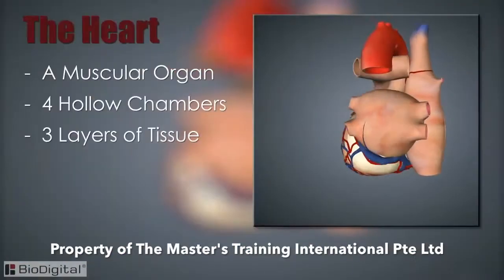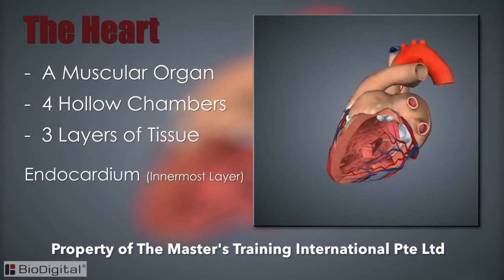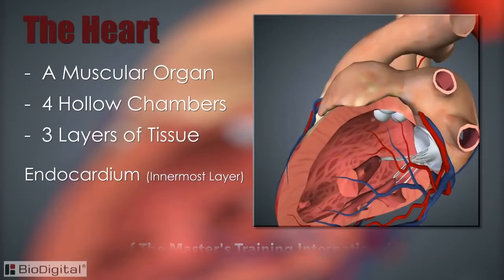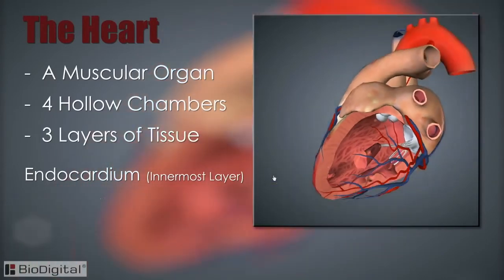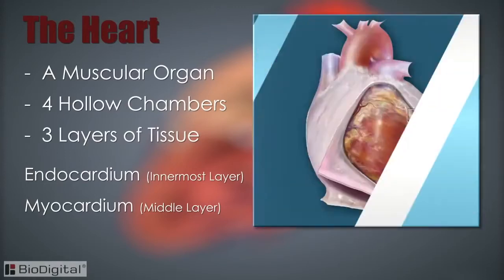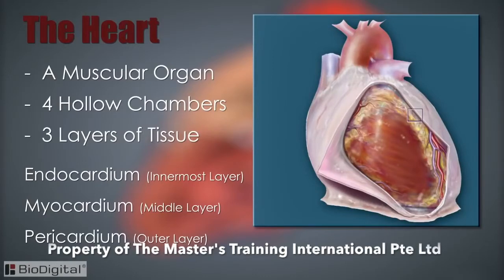The heart is also made up of 3 layers of tissues. The innermost layer is the endocardium, which is the thin, smooth membrane that lines the inside of the chambers of the heart and forms the surface of the valves, of which there are 4. Next is the myocardium, which is the middle layer. It's the muscular wall of the heart, or the heart muscle. And third, the pericardium. This is a tough, double-layered, fibrous sac which covers the heart.